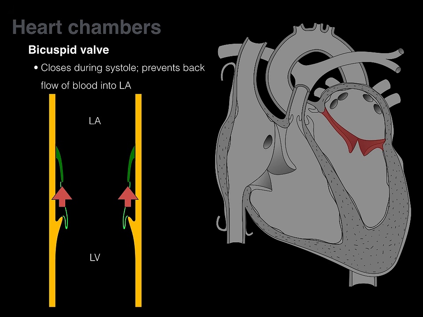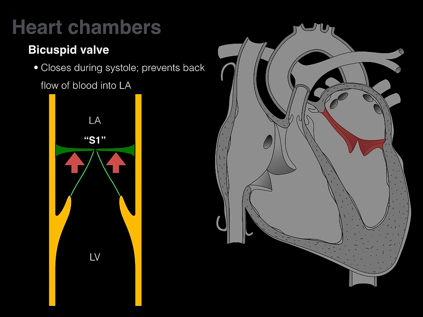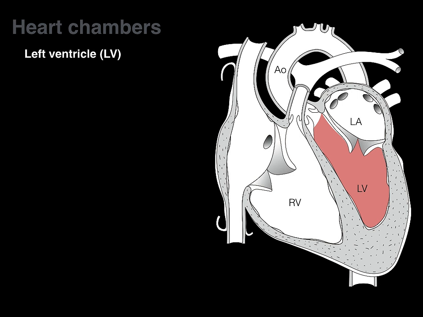So here we have, watch, it prevents blood from going from the left ventricle back into the left atrium. And when that bicuspid valve shuts, it makes the S1 or first heart sound.